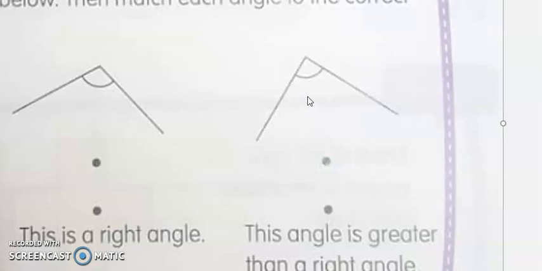In page number 141 you have 3 questions. You have 3 statements. The first statement, this angle is smaller than a right angle, this angle is a right angle, and this angle is greater than a right angle. You have to match the correct statement with the correct diagram.